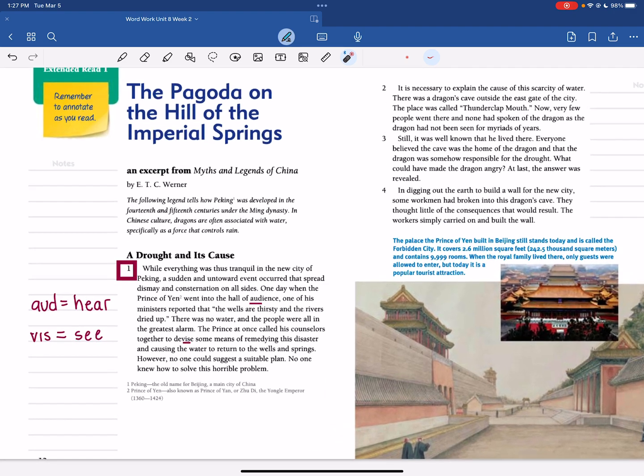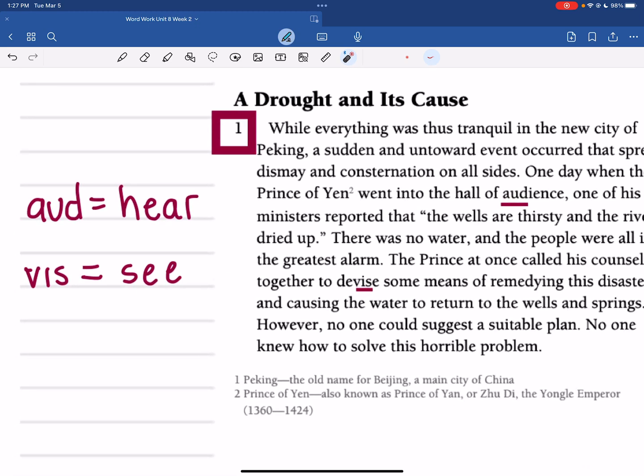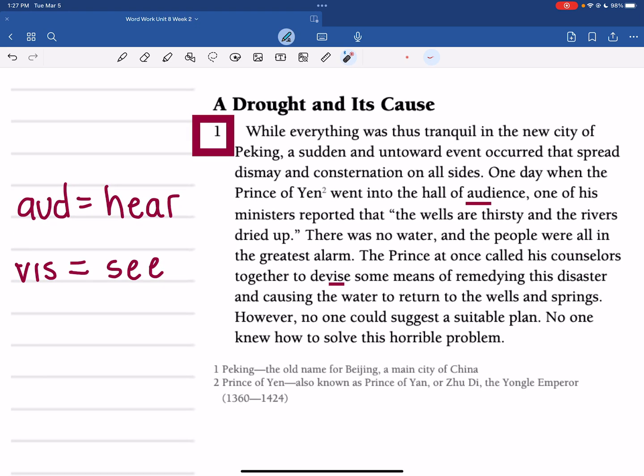Now, in the very beginning of this story, I'm going to zoom in so you can see it as best as you can. We're looking at paragraph 1 of the story, and we have a few examples to look at. I'm going to read this one paragraph because it has 2 examples of words that have 2 of the root words we're going to talk about. One root word we talked about was A-U-D, aud, meaning hear. And there's one example of this in our paragraph. The second root word we're going to see an example of in this paragraph is vis, as in to see.